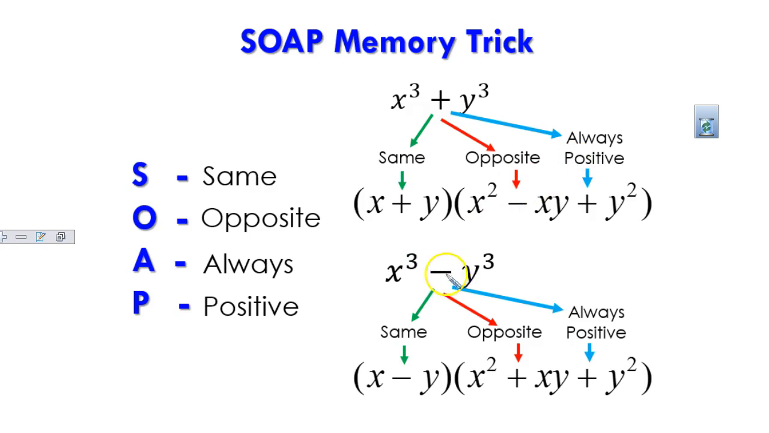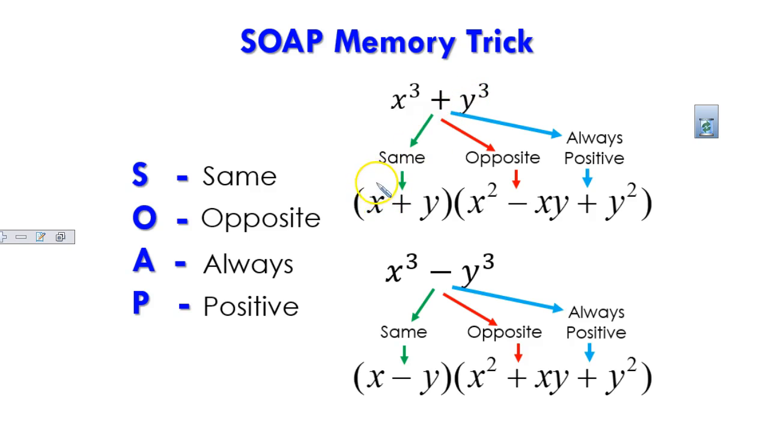This is the same for the subtraction problems where we have the same sign, then change it to the opposite sign, and the last one is always positive. You'll also notice that once we take the cubed root of the first term and the second term, there's a pattern in how we plug those in as well.